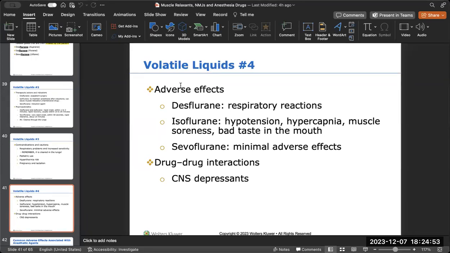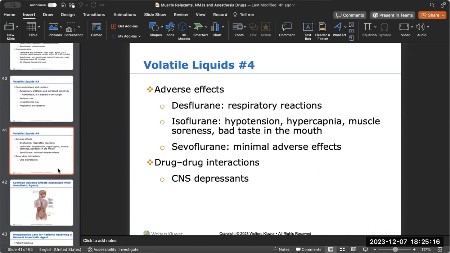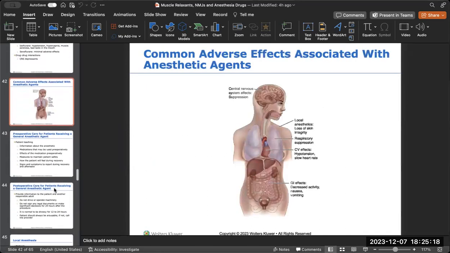But sevoflurane doesn't have as many adverse effects. Isoflurane more causes hypotension and hypercapnia, but remember, too much CO2 can also be a problem, okay? And desflurane causes respiratory reactions, but regardless, these are still seen as suppressants, so we need respiratory mechanical ventilation equipment at the bedside, and always drug-drug interactions seen as suppressants. That's just going to be a rule of thumb forever.